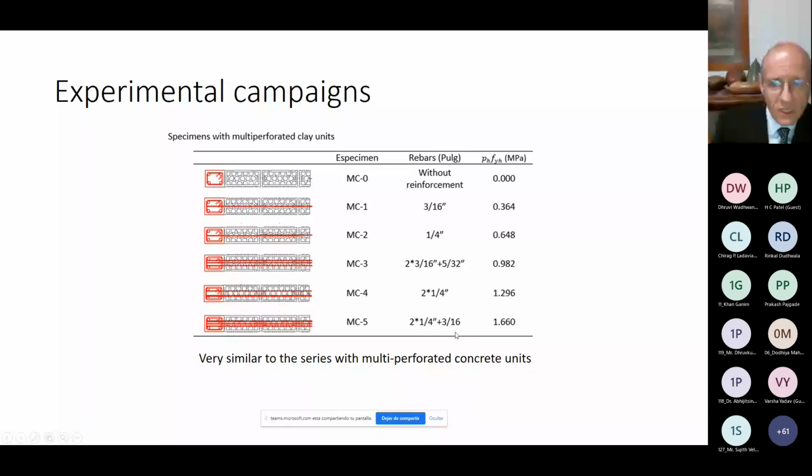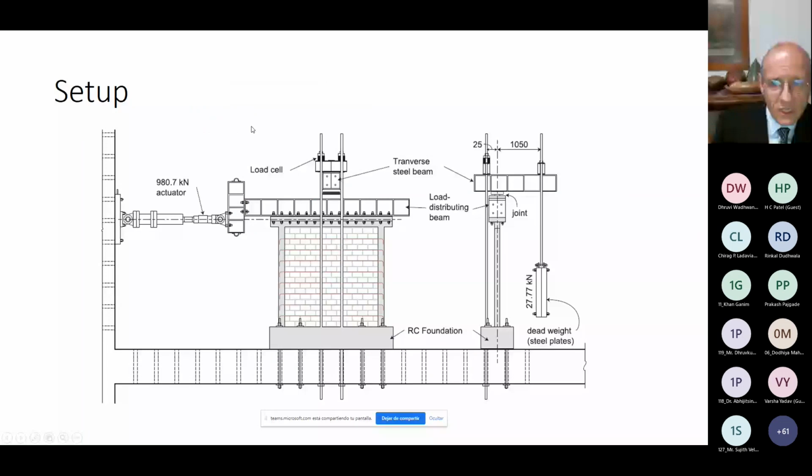This is the setup. The setup is kind of different from the ones I have shown you, because, as I mentioned, this is a very practical, very useful way of applying the vertical load, because it's maintained perfectly constant during the experiment. And so after the first few experiments that we did many years ago, we are using this setup for applying the vertical load. It's very convenient.